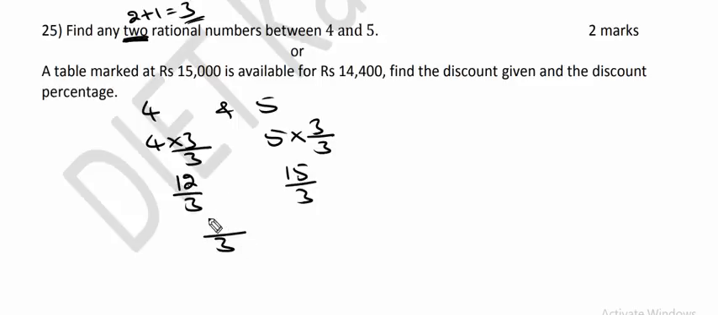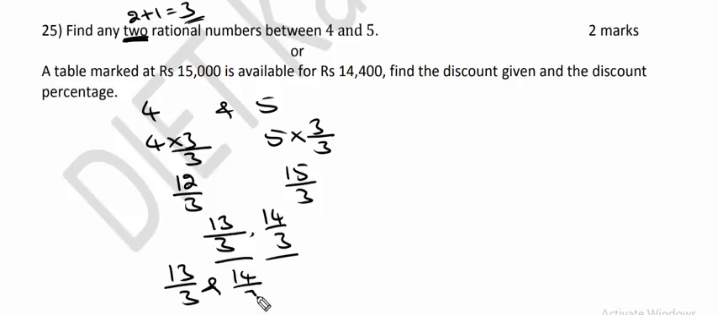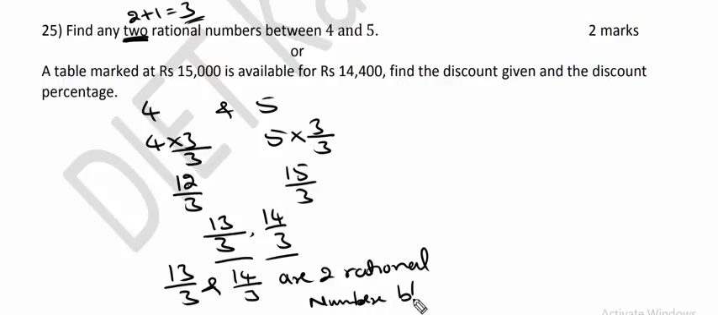Here it is 12 by 3, then 13 by 3, and then it is 15 by 3. So this gives you 14 by 3. So these two are the rational numbers in between 4 and 5. 13 by 3 and 14 by 3 are two rational numbers between 4 and 5.